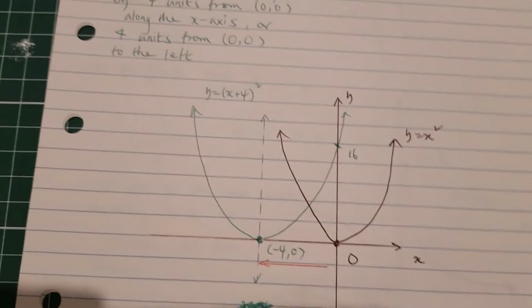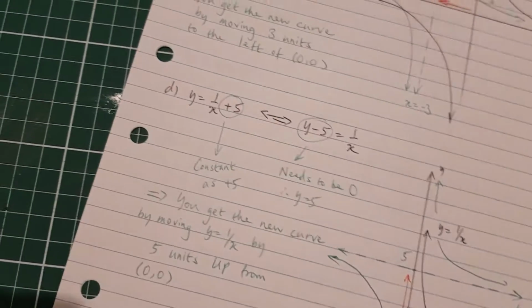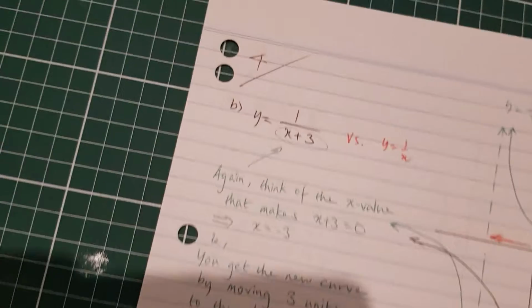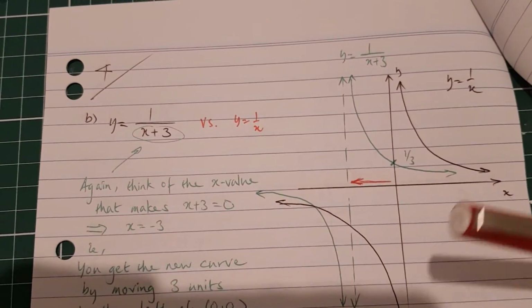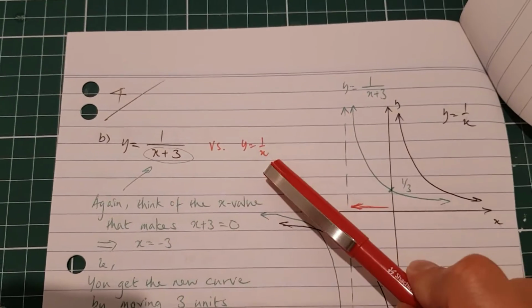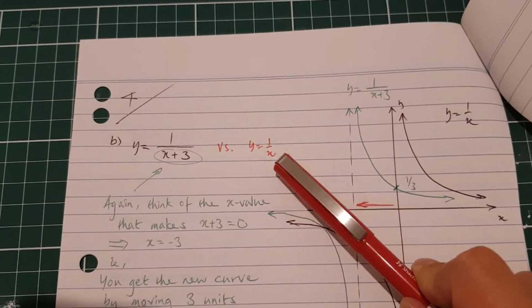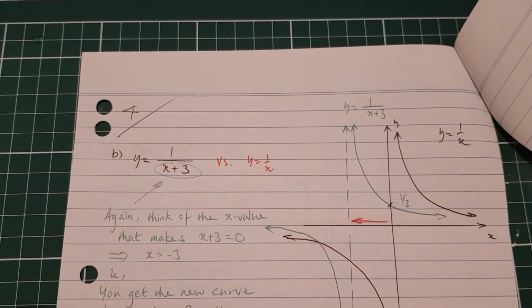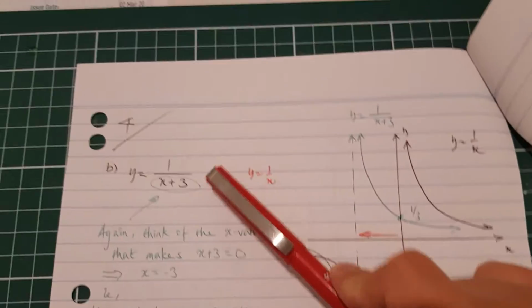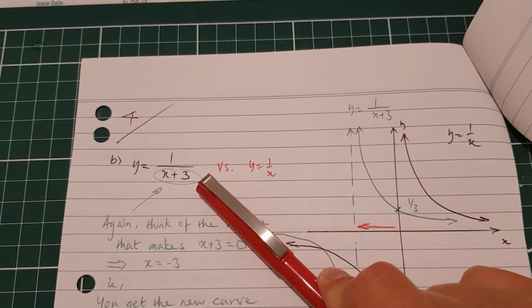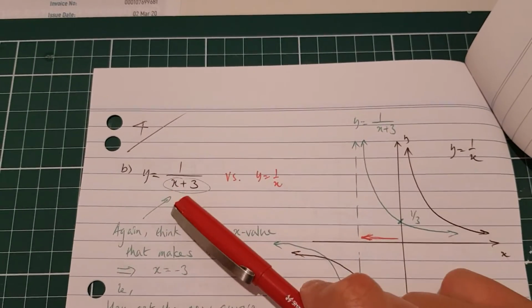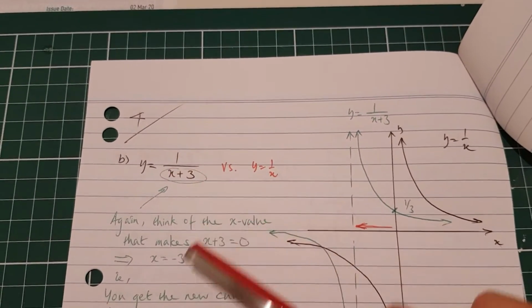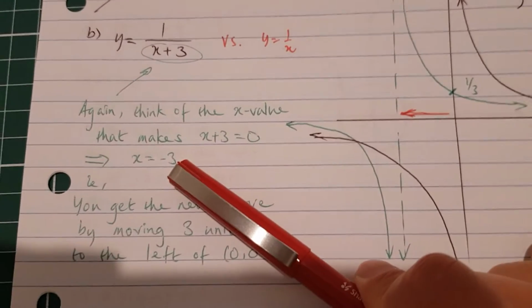All right, next one is question 4. This time we're dealing with the hyperbola, to be more specific, a rectangular hyperbola, compared with the original hyperbola, which is y equals 1 on x. Again, there's no constant. The only thing you can work with is the denominator. As usual, you come up with an x value that makes the denominator 0, and obviously that's x equals negative 3.